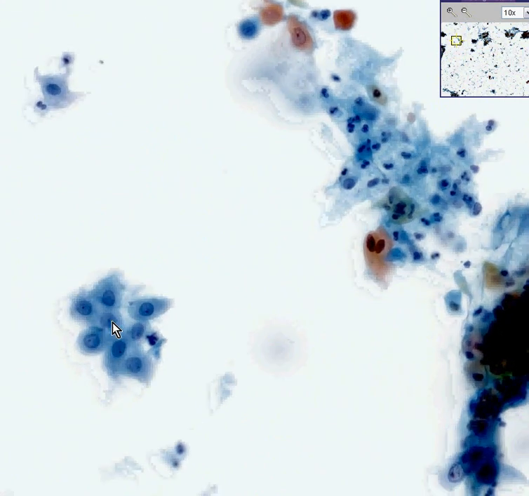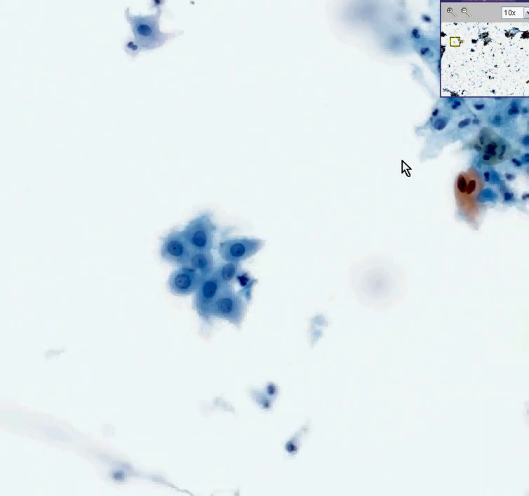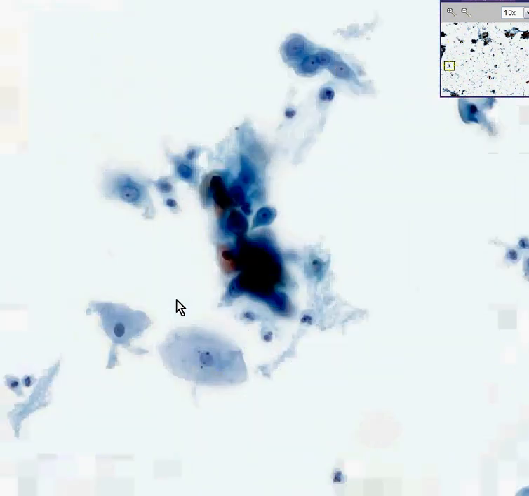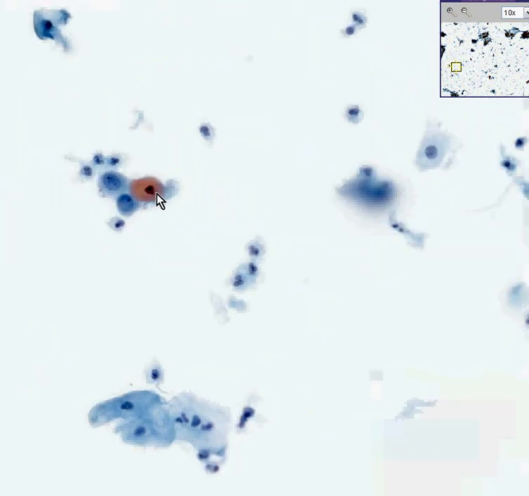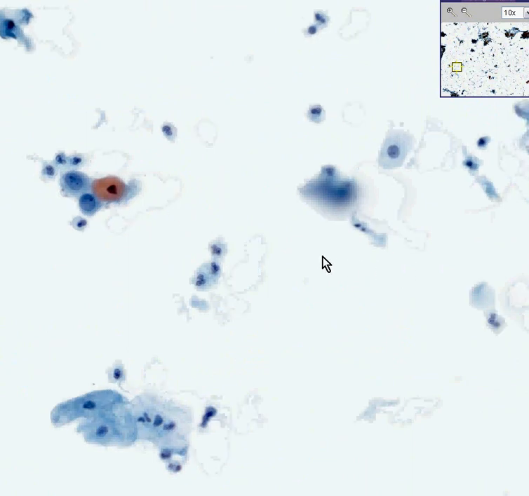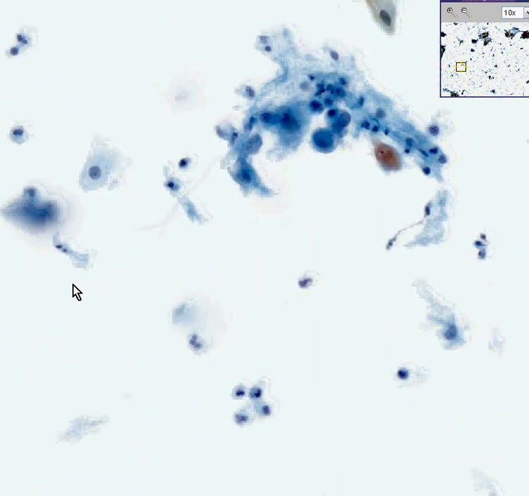Let's find a couple more. This is a little bit, but I think we could find better. Let's find a couple more and then we'll call it a day. How about here? That's kind of a nucleus. Even though it's not large, it's very, very densely stained. It's not just the size, but it's also the density and the shape.